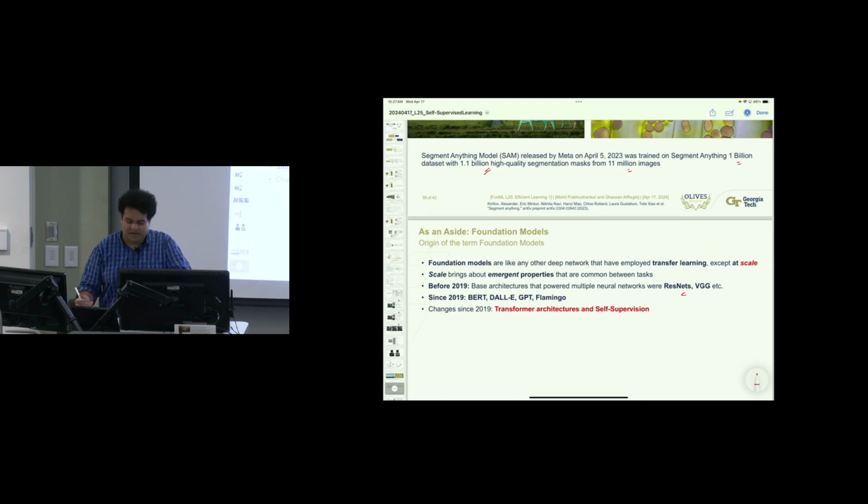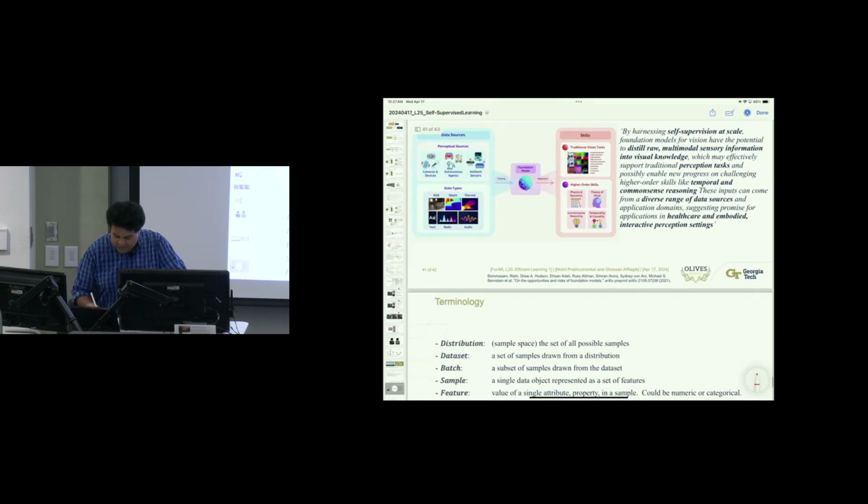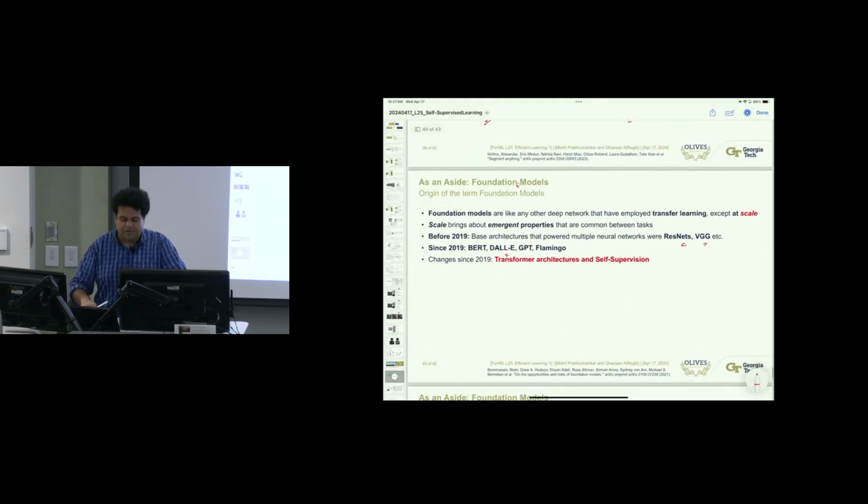But since then, we have moved away from VGG and ResNet, and for our underlying model, we use larger models, something like BERT, DALL-E, GPT, Flamingo. These are the different models that exist, and they are essentially called foundation models. I think the term was coined in 2021, so in 2021, the terminology for these base architecture models became foundation models.